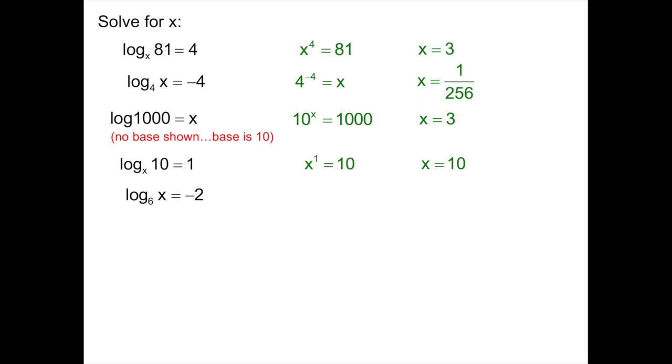And on this one, I'll have 6 to the -2nd is equal to x. Again, that -2 is going to flip my expression, so I'm going to have 1 over 6 squared. 6 squared is 36, therefore my answer is 1 over 36. Try the next one.